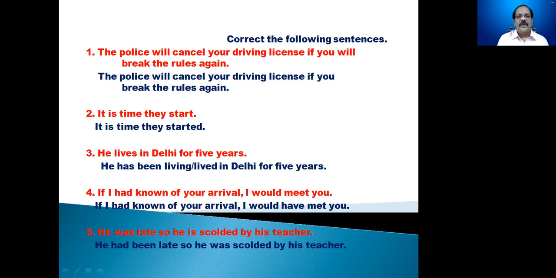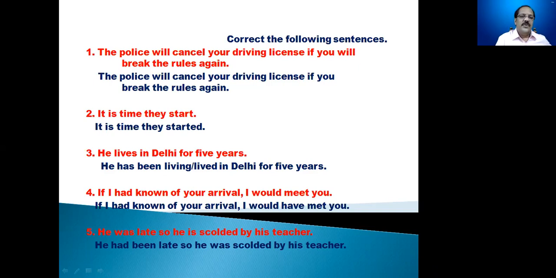If I had known of your arrival, I would meet you. So in the combination of the tenses, we have this. If I had known of your arrival, I would have met you should be the answer, because had known should go with would have, isn't it? So there are 3 to 4 combinations like this, like simple past plus simple future, and the past perfect tense plus future perfect tense. Like that, you should have a combination.